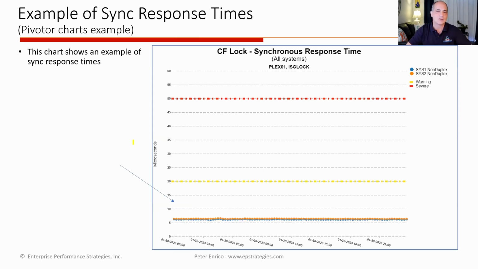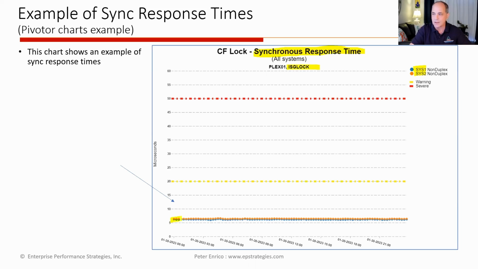So the way you look at this graphically, this is an example of a Pivotal report. Here's an example of some number of synchronous requests. What was the average response time of the synchronous requests for this? In this case, it's an ISG lock structure by these systems here. And we see here that we're getting response times of about 6 or 7 microseconds, which is within our guideline. This is what you want to look at for each individual structure. Am I within the guidelines?